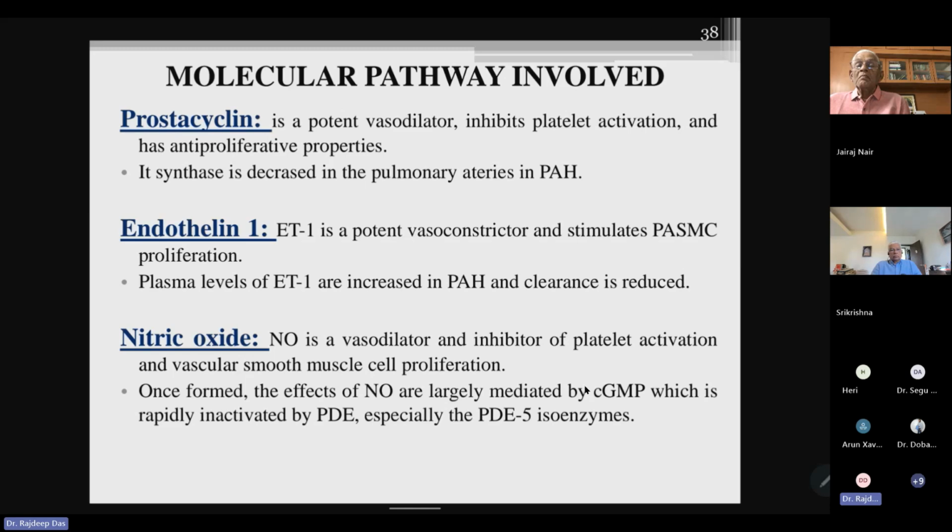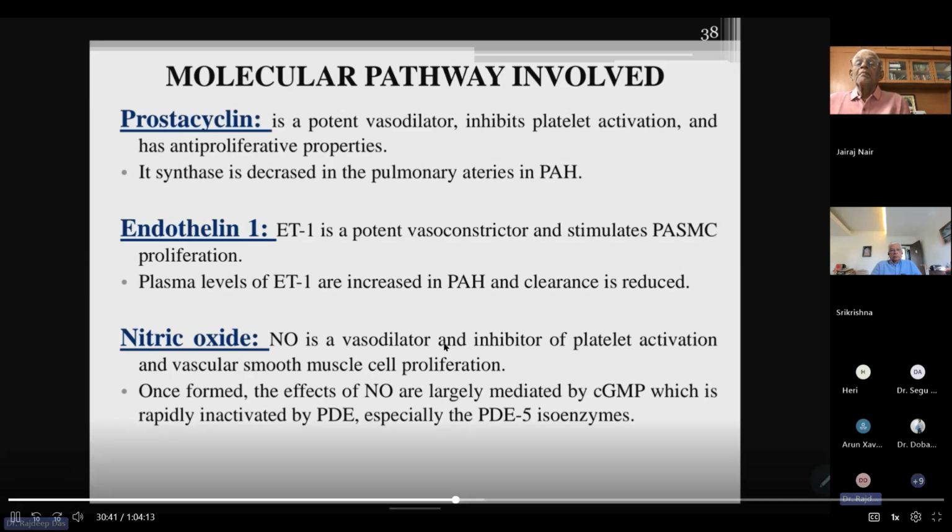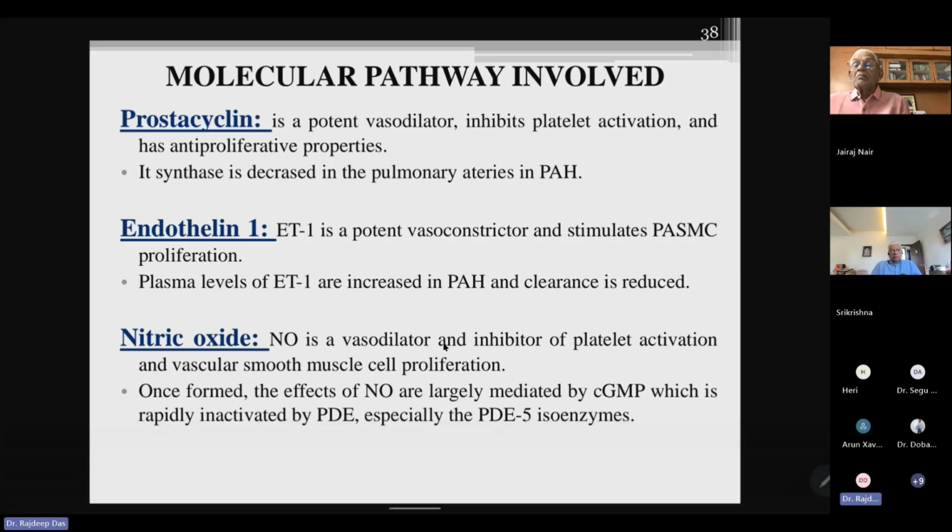In contrast, nitric oxide is a vasodilator and inhibitor of platelet activation and vascular smooth muscle cell proliferation. Once formed, the effects of nitric oxide are largely mediated by cyclic GMP, which is rapidly inactivated by phosphodiesterases, especially the phosphodiesterase 5 isoenzymes.